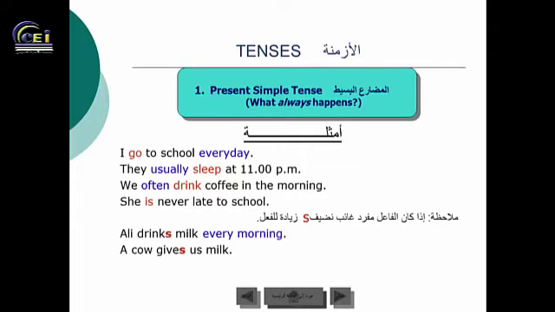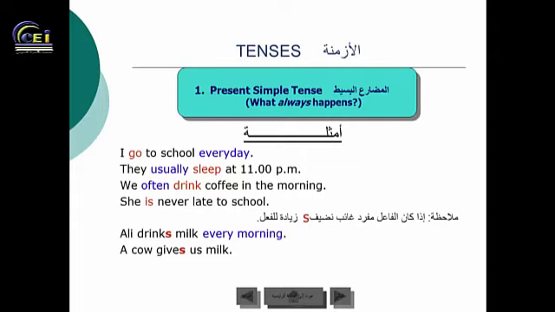They usually sleep at 11 p.m. Another sentence in the present simple, because usually is a key word in the present simple, and sleep is the infinitive after they. We often drink coffee in the morning. This sentence is in the present simple because often is a key word in the present simple, and drink is in the infinitive.